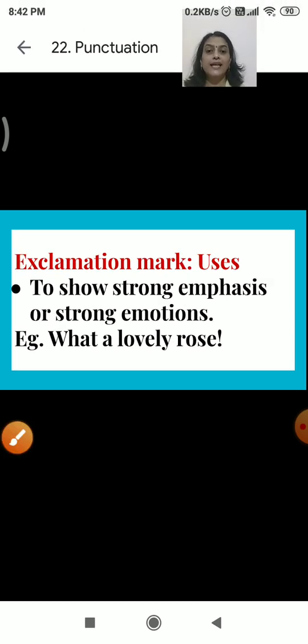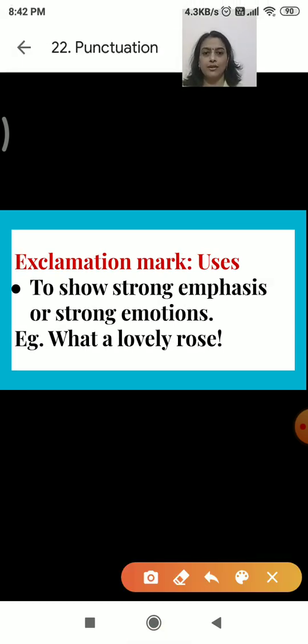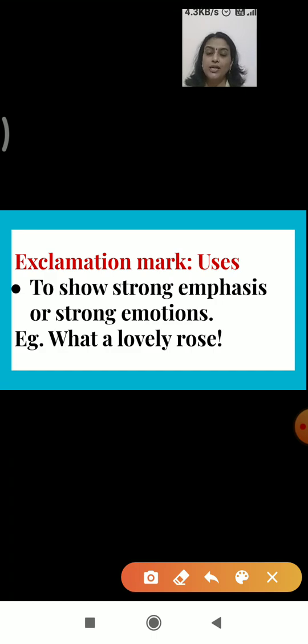Then the exclamation mark. We use it to show strong emphasis or strong emotions, our feelings. Example, what a lovely rose! Here you can see the exclamation mark. Follow till here?